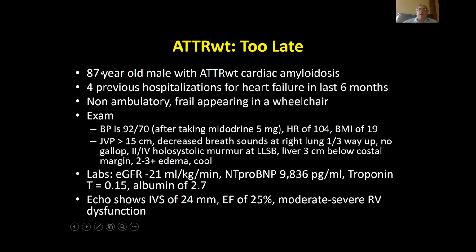He's 87 years of age. He's had 4 previous hospitalizations in the last 6 months, and he's non-ambulatory, frail, and in a wheelchair. He's hypotensive while taking midodrine. He's got a low BMI and a low albumin, so his modified BMI is markedly reduced. He's very, very volume overloaded, and he has a cardiorenal syndrome with an eGFR that is markedly reduced at 21, markedly elevated NT-proBNP, and his ejection fraction is reduced, which is a late phase phenomenon.